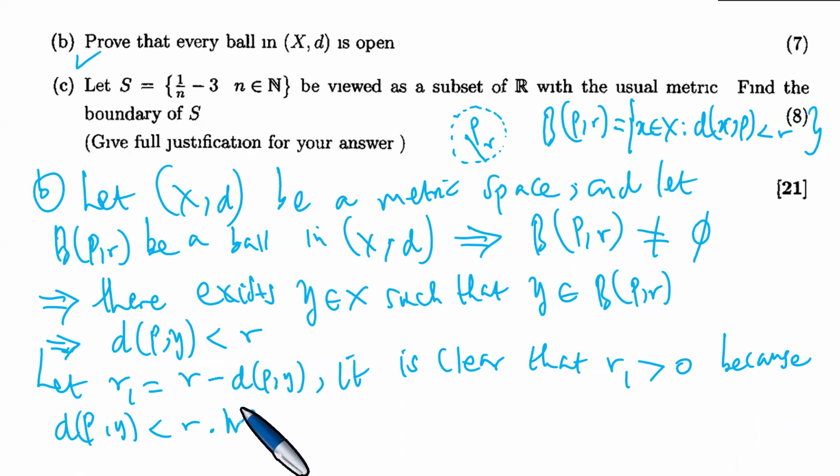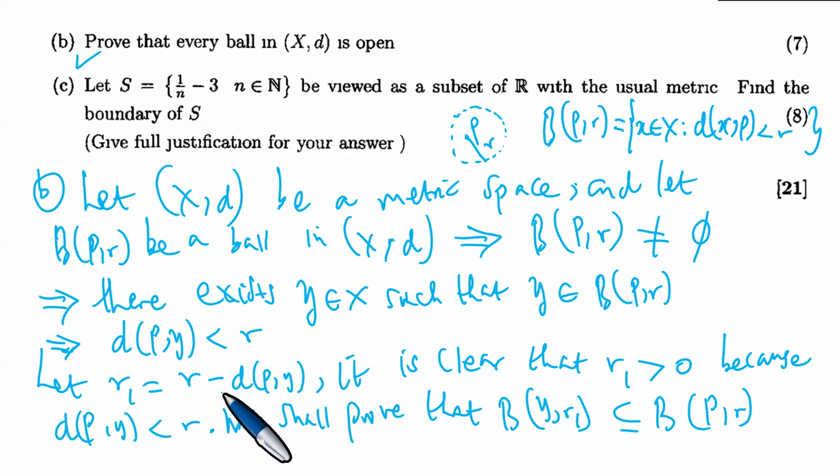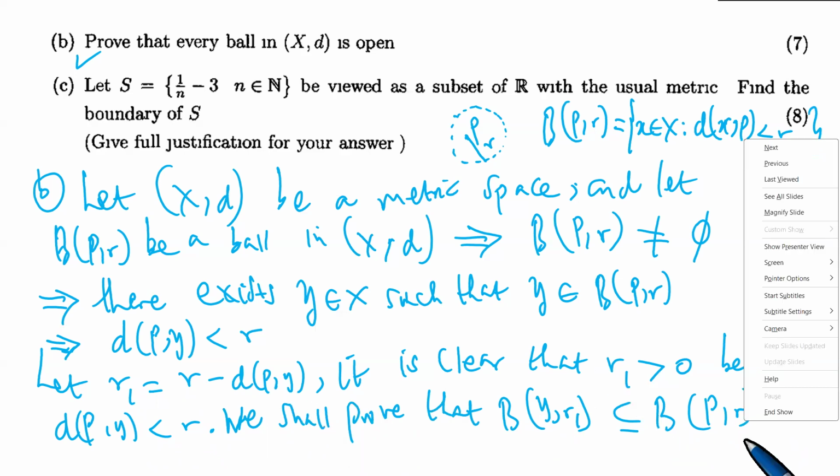We shall prove that the open ball of center y and radius r1 is actually an open ball that stays inside the open ball with center p and radius r. We are making the argument that there are two balls here. This ball that has radius r1 has a smaller radius because it's formed by r minus the d, so it is a smaller radius. This other radius is much bigger.